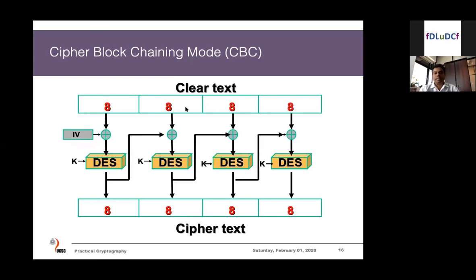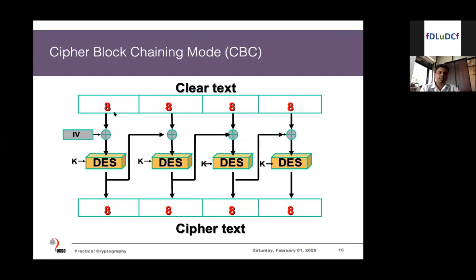In cipher block chaining mode, again, our plain text is divided into different blocks. Actually, the last block is padded. Then what we do is take the first block and the initial vector and XOR the first block with the initial vector. The size of our initial vector must be equal to the block size. In my slide, I take an example of this.